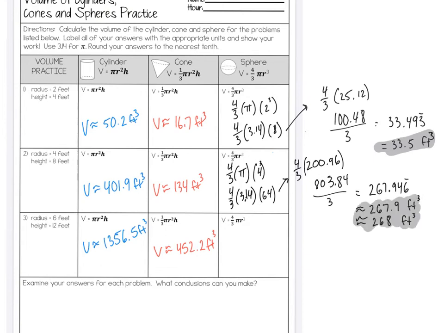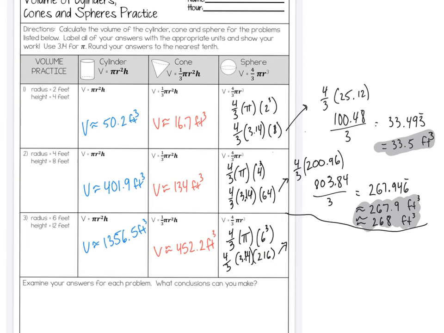Let's take a look at our last one here for number 3. So increasing our radius to 6 feet this time. So we have 4/3 pi and 6 to the power of 3, 6 cubed. So 6 times 6 times 6 again. So that would be 216. I'll use 3.14. Running out of room. So I'll multiply this by our pi, 3.14.